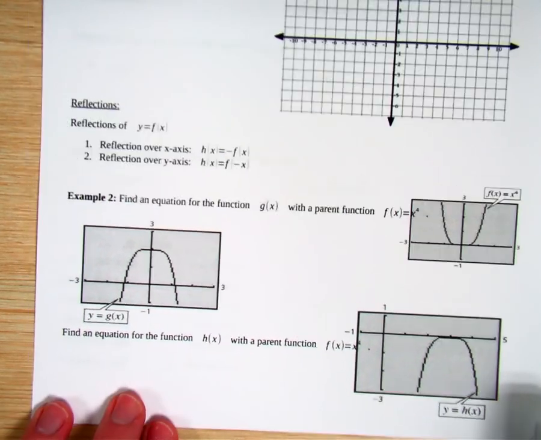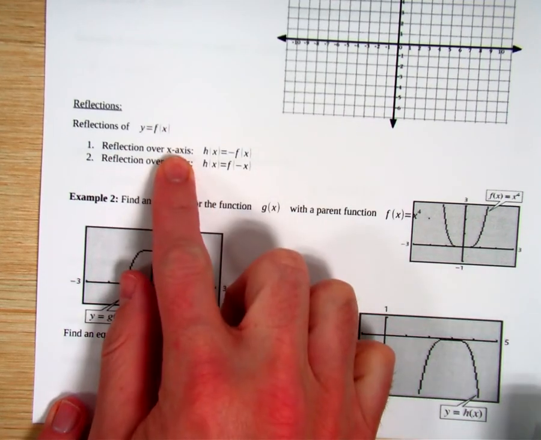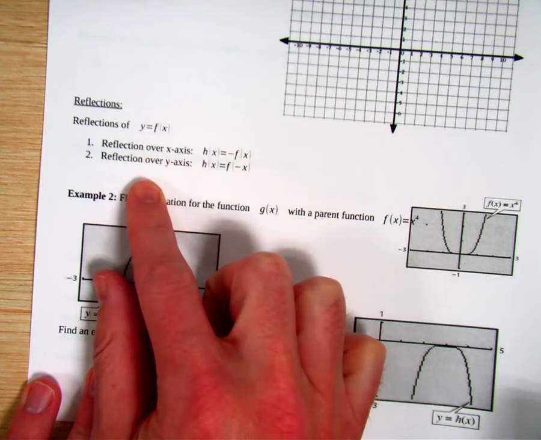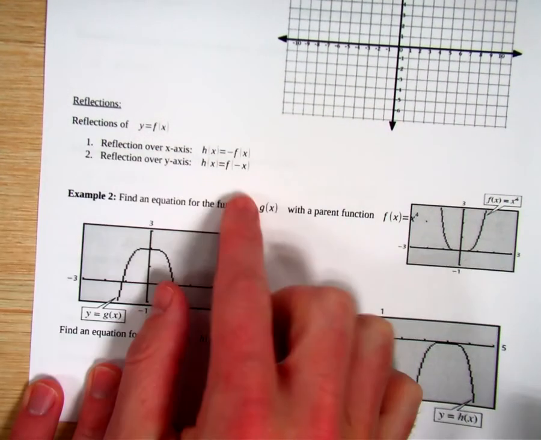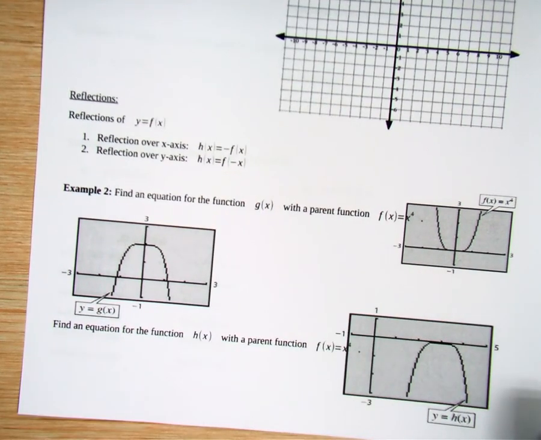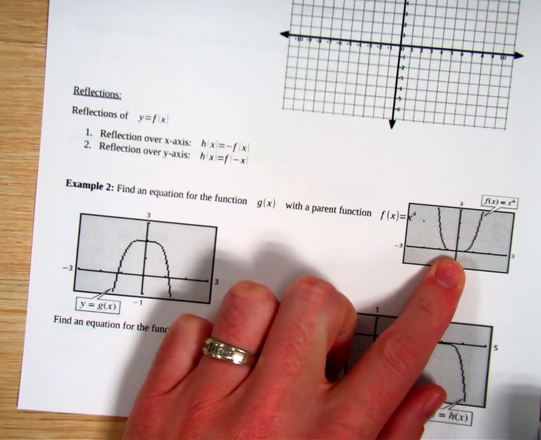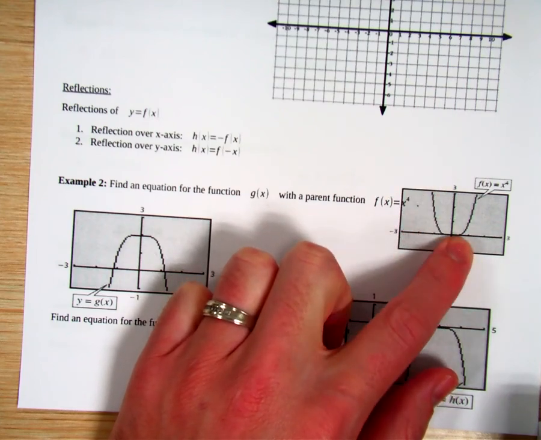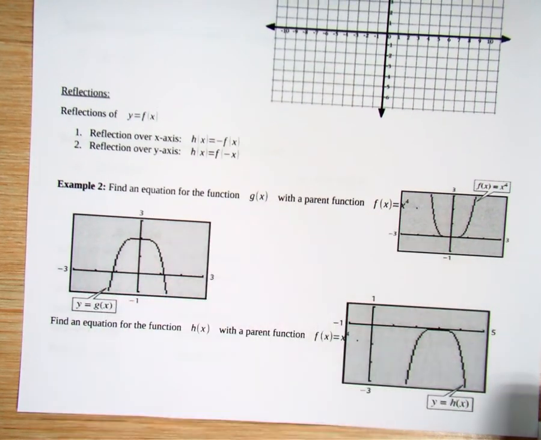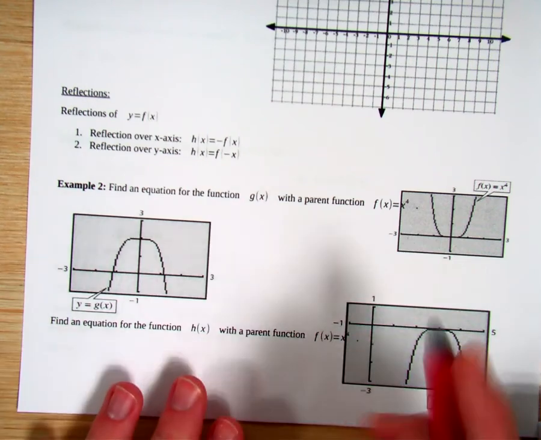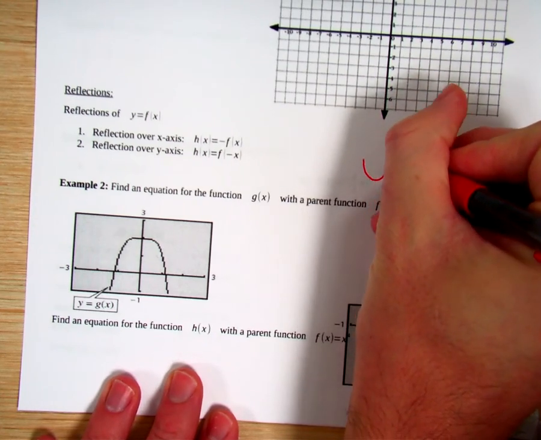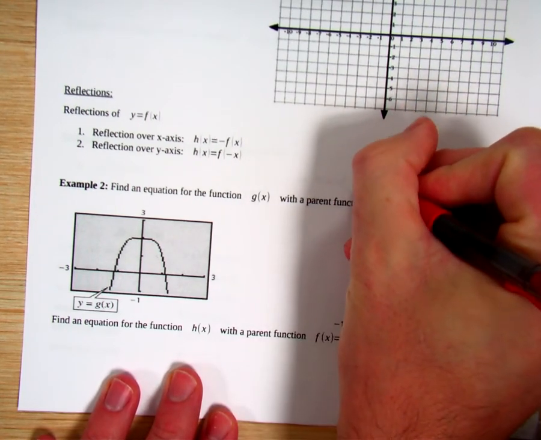Reflections. Vertical reflections are over the x-axis, and the negative is on the outside. Reflections over the y-axis, the negative will be applied on the inside. Here's our normal x to the fourth graph. It looks a little bit like a parabola, but it's really flat on the bottom here. It's not a very smooth U. Like a parabola, x squared is going to be really smooth, and then this one's almost a box.